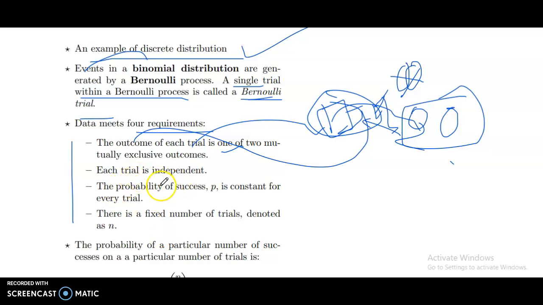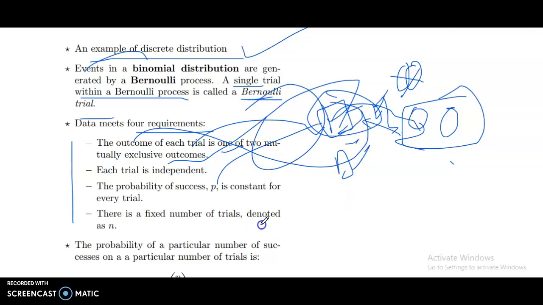Each trial is independent. The probability of success P is constant for every trial. There is a fixed number of trials, denoted as n.